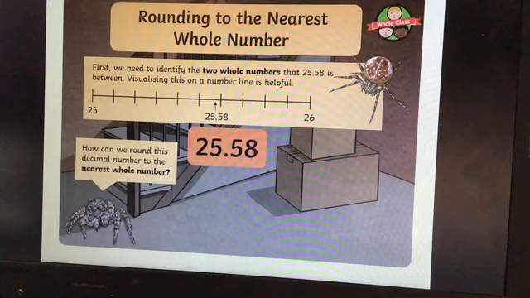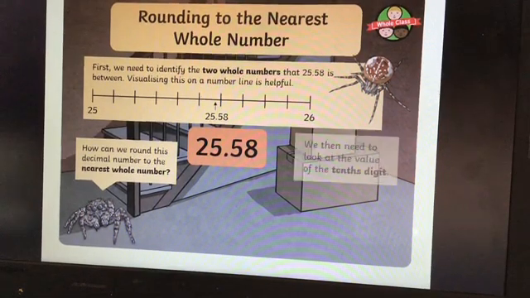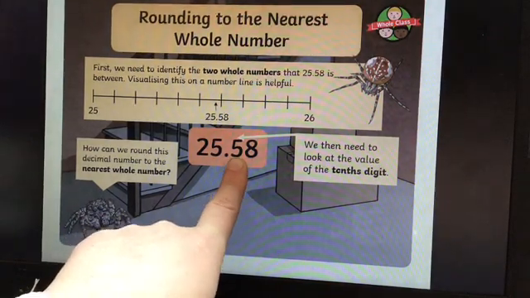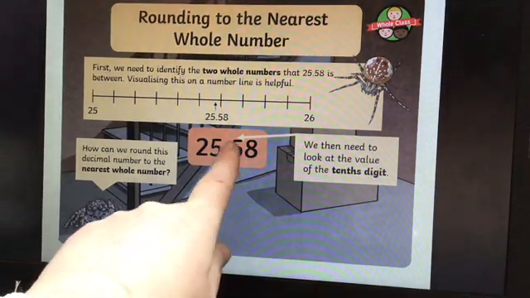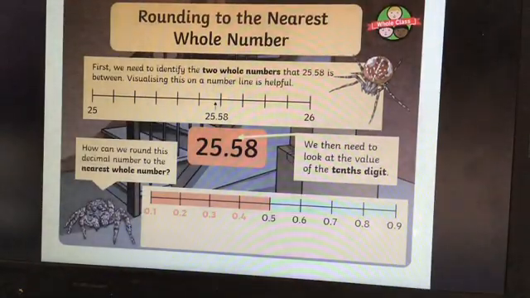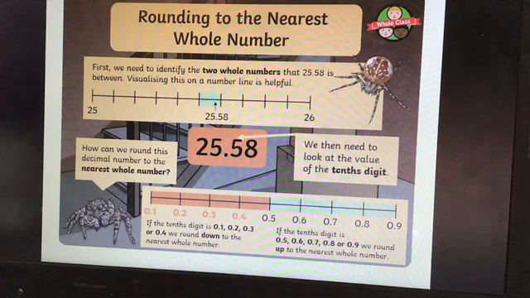Now this one's quite tricky because when I look at it on the number line, it almost looks as though it's halfway between the two numbers. But if I look at the value of the tenth digit, it's 5. And I know that if the digit is 5, I'm going to round the number up. There's a reminder with our decimals. So 25.58, when rounded up to the next whole number, would be 26.